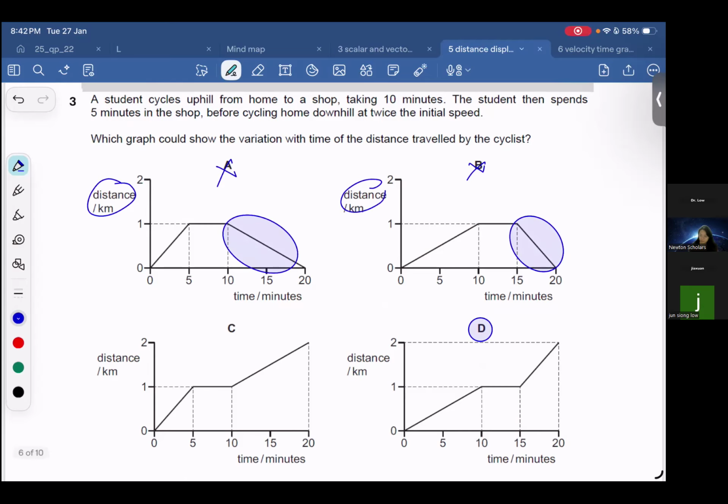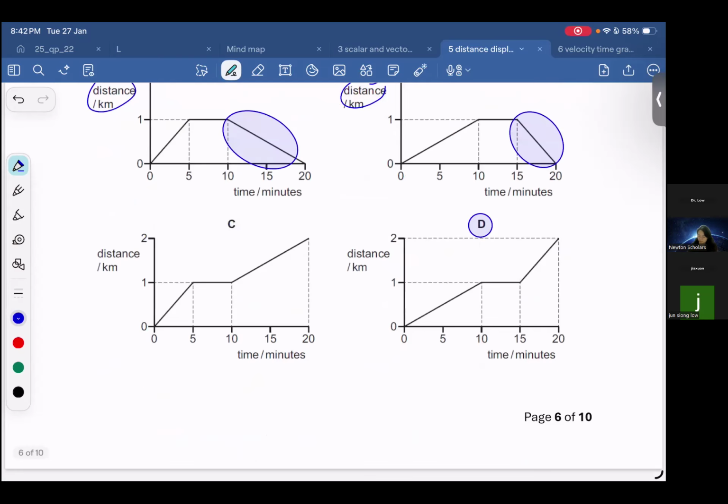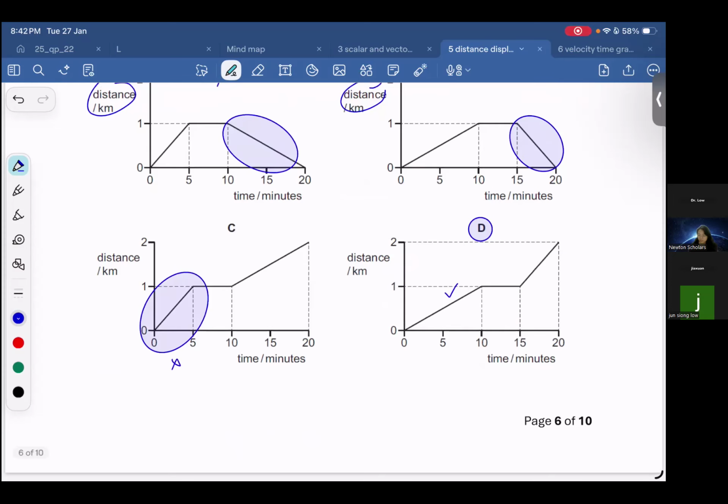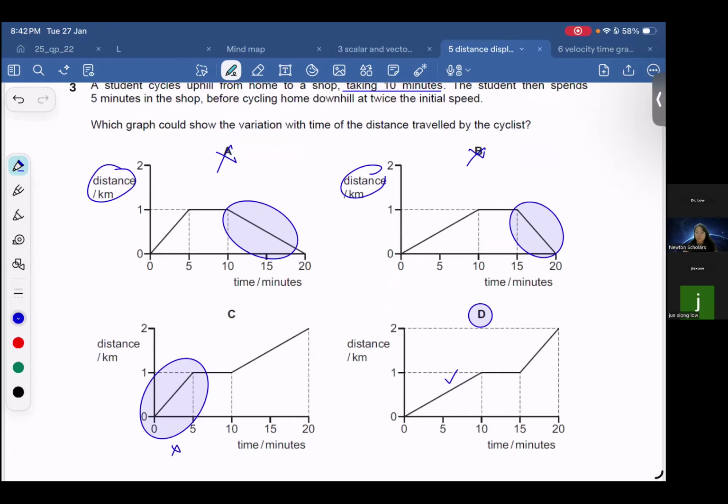Okay, so here they said 10 minutes. So this part is correct. This one only travels for 5 minutes, so this is wrong. So D, the answer is D. Okay, we go to your next page, page number 7.